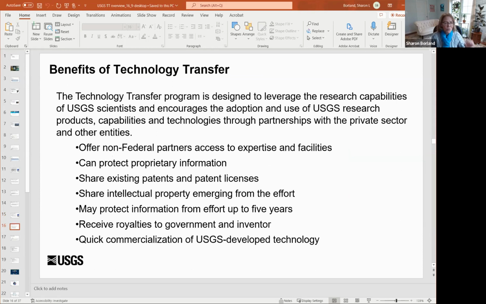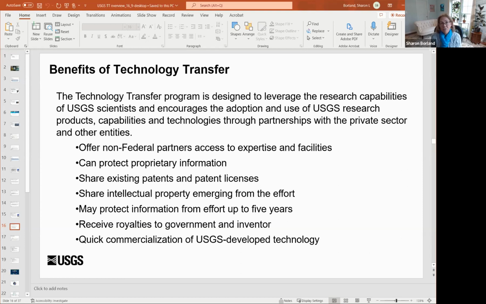So the benefits of technology transfer are as shown here. At the USGS, we use technology transfer to help leverage our research programs and capabilities by partnering with the private sector, as well as states and tribal entities. And we can offer these partners access to our expertise, access to specialized laboratory facilities. We can also protect proprietary information that's provided to us from another party. We can share existing patents and licenses and share intellectual property that results from the effort.